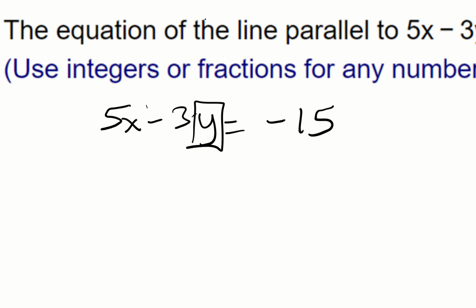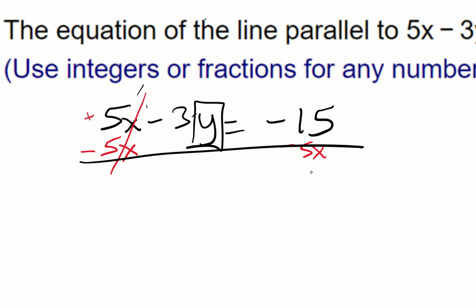So we got to get rid of the 5x. And the way you get rid of outsiders like this is to add or subtract them. Now, this is a positive 5x, so I have to subtract him because I know that 5x minus 5x is 0, so that goes away. And then I have to do the same thing on the other side, of course. This goes away. We're left with negative 3.